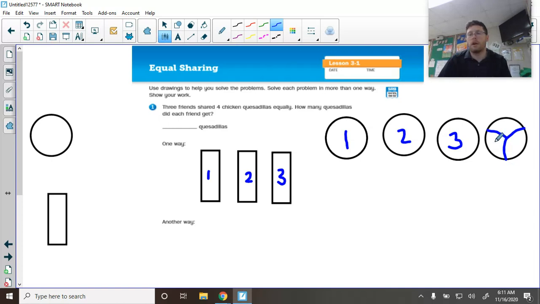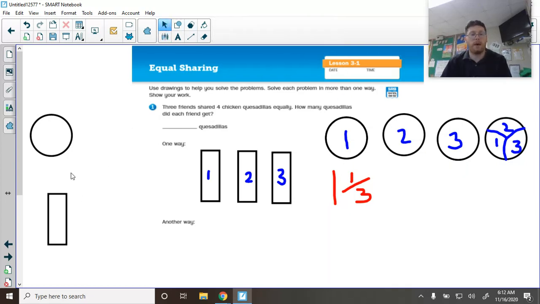All right, so now this is broken into 3 pieces because we have 3 friends. I'm going to label this as 1, this is 2, and this as 3. So each friend would get what? 1 whole, and then what? It wouldn't be half like it was in our example problem. This would be out of 3 pieces. So our denominator, which is our bottom number, needs to be a 3, and they would get 1 out of 3 pieces. All right, so now that we have that way, let's create the next way.